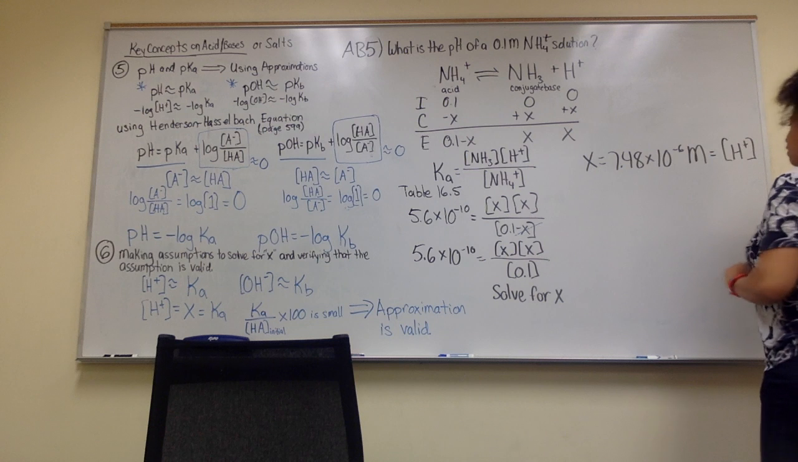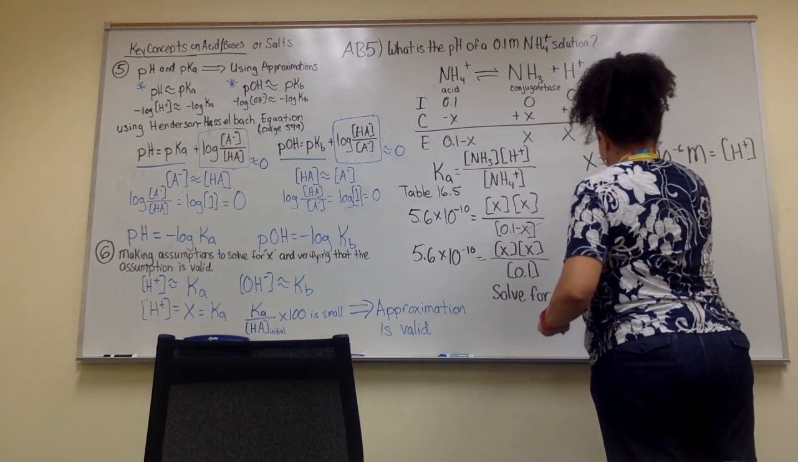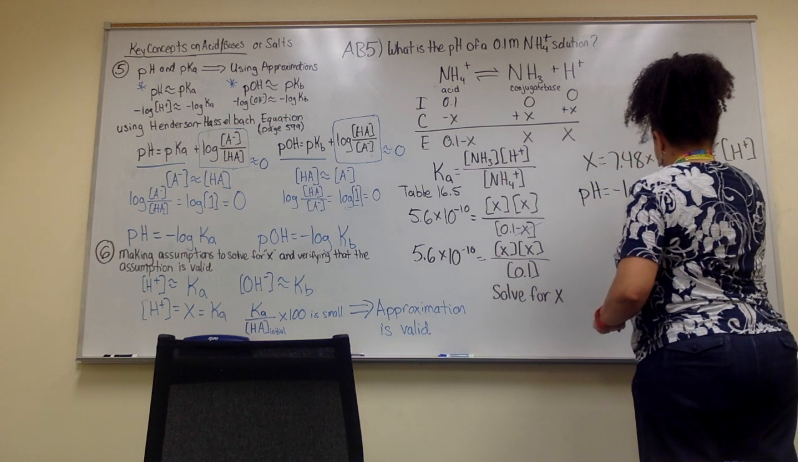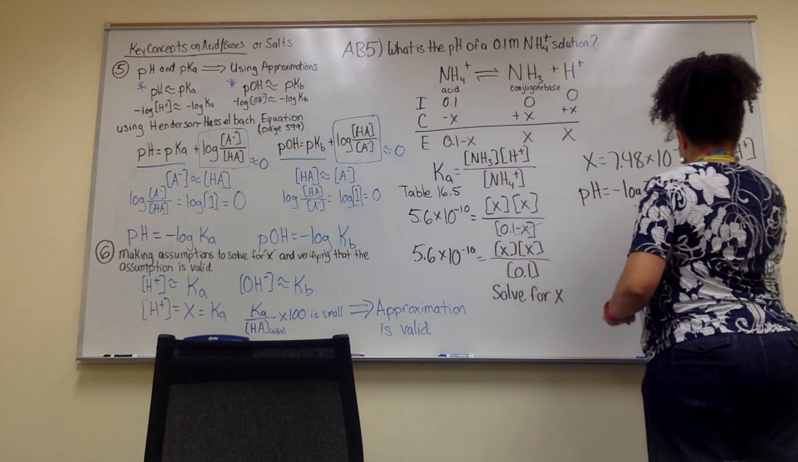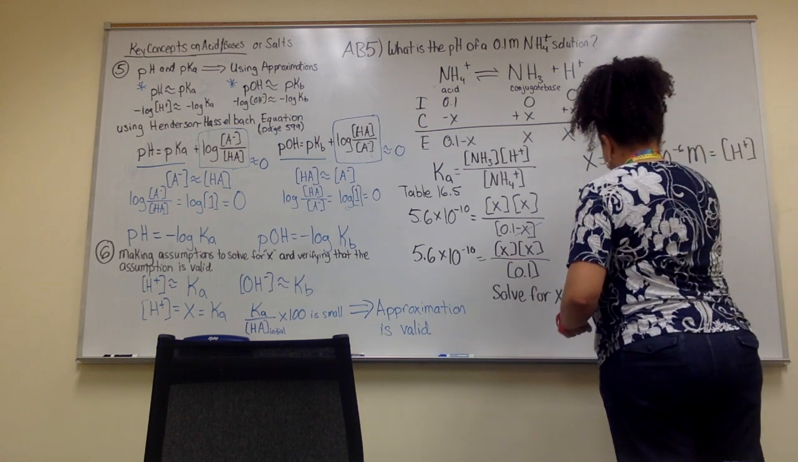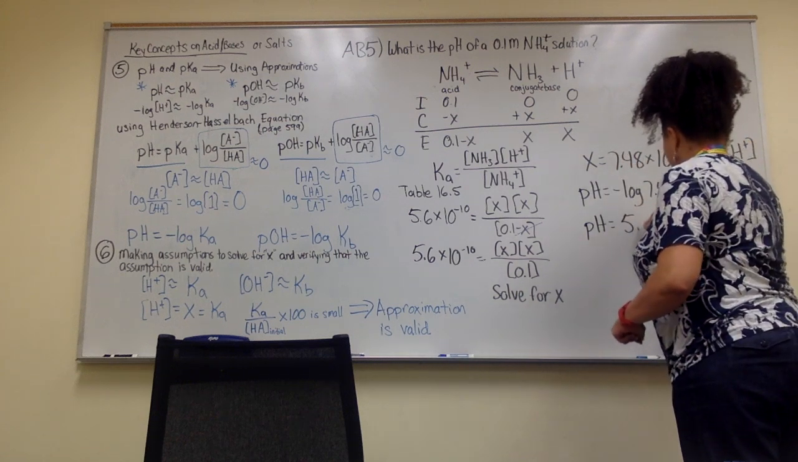Okay, so now that we have that, same old thing. pH is equal to the minus log of 7.48 times 10 to the minus 6. So then pH ends up being equal to 5.12.